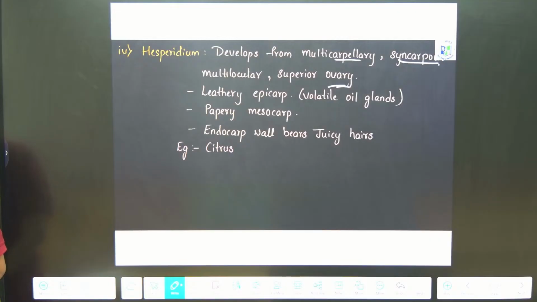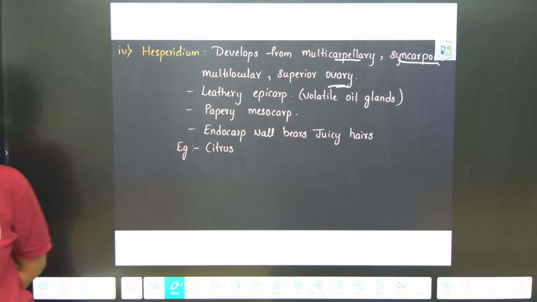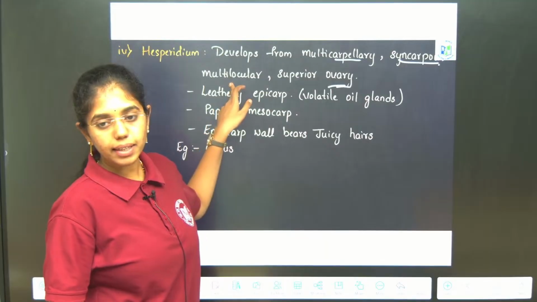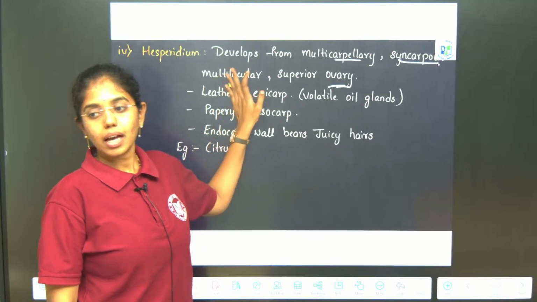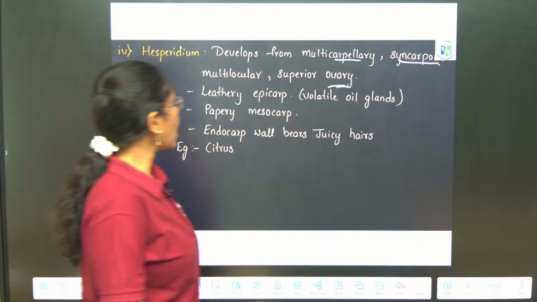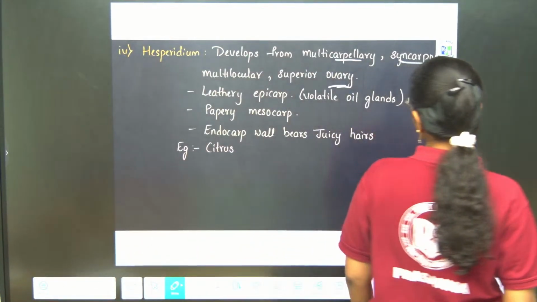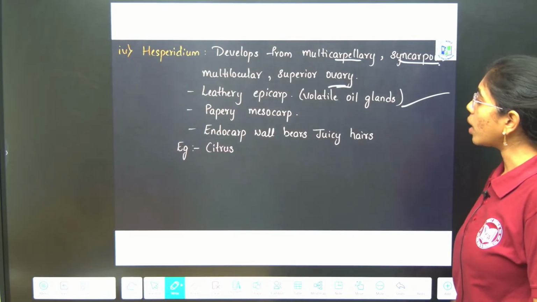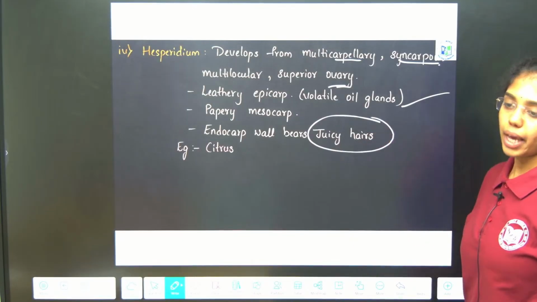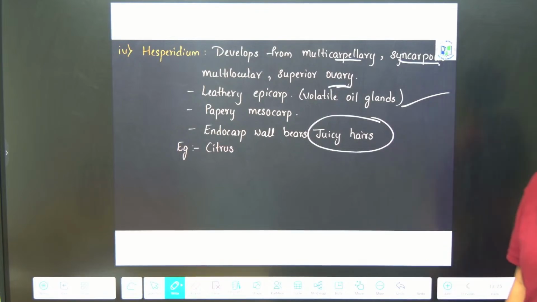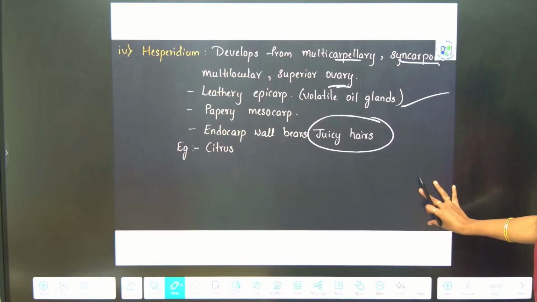What is the placentation? Citrus. Think yesterday you wrote, right, examples. Axile placentation. See here itself it is saying multilocular. Multilocular, in what will you see? Axile placentation. Next, what type of epicarp does it have? Leathery epicarp with volatile oil glands, papery mesocarp and endocarp wall bears what? Juicy hairs. Okay. Example over here is citrus, which belongs to which family? Rutaceae family. Clear till here?